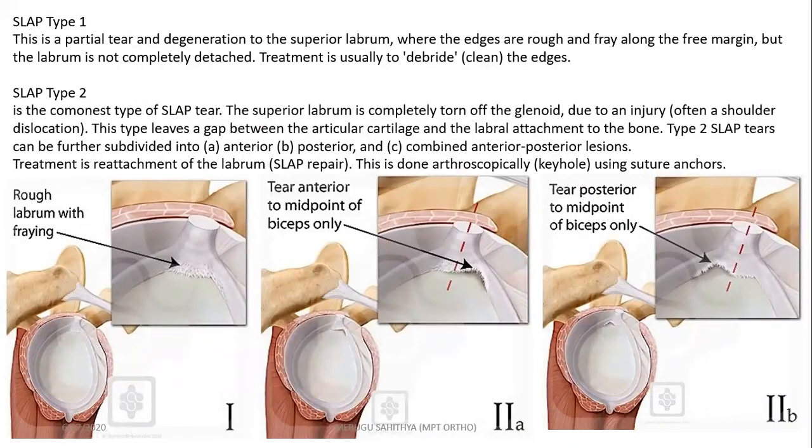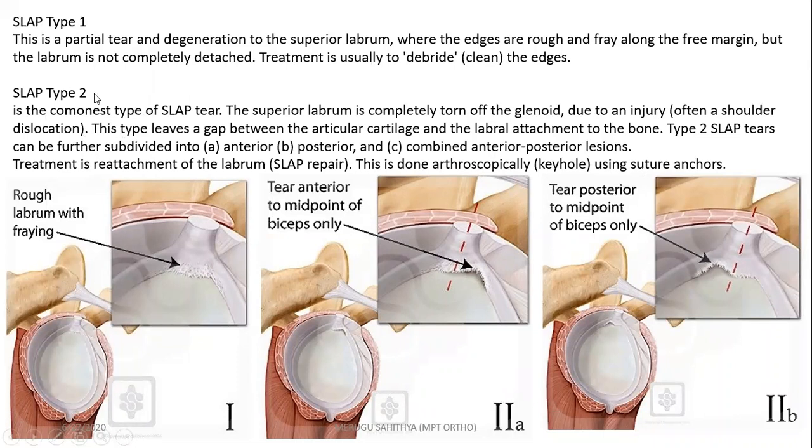So this is the Snyder classification. It includes the SLAP type 1. This is a partial tear and degeneration of the superior labrum, where the edges are rough and fray along the free margin, but the labrum is not completely detached. Treatment is usually to clean the edges. Here there is a rough labrum with fraying. This is the type 1 SLAP tear.